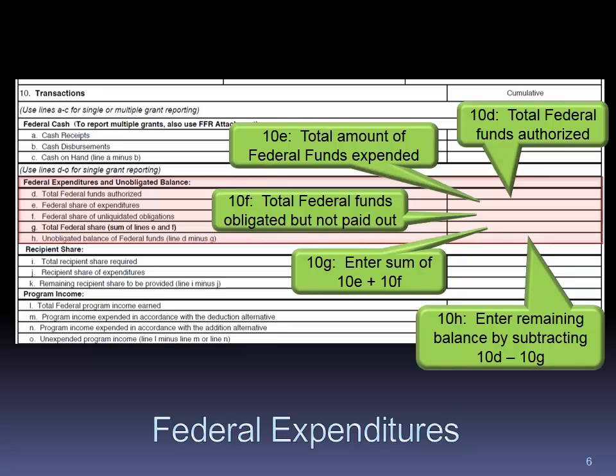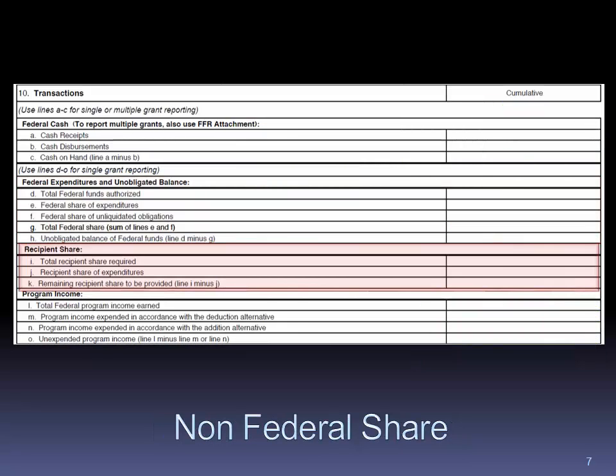10H, you're going to enter the remaining balance by subtracting. You're going to subtract 10G from 10D. The non-federal share.